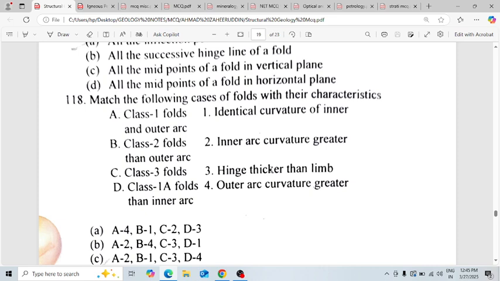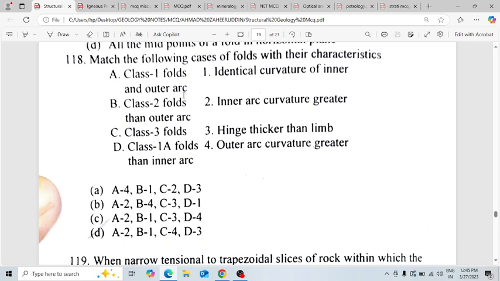Then this is Ramsey's classification. Class 1 folds: the outer arc and inner arc curvature, inner greater. B1, identical curvature of inner and outer arcs. C3, hinge thicker than limb. And sorry, C4, outer arc curvature greater. And class 1A folds, thinner arc, hinge thicker than limb.